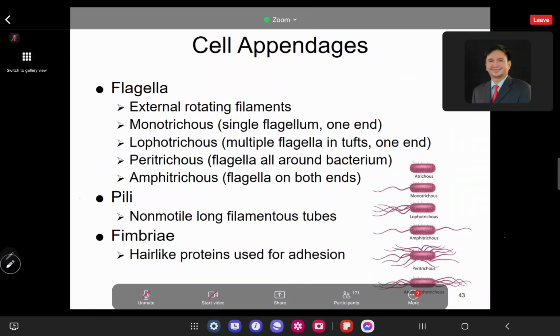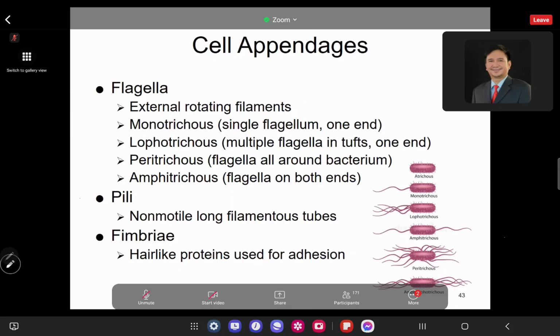We have also the cell appendages. These are external structures that play vital roles in movement or motility, attachment, as well as interaction with the environment. So let's start with your flagellum. That's the plural term. The singular will be flagella. These are external rotating filaments made of protein known as your flagellin. They are responsible for motility.